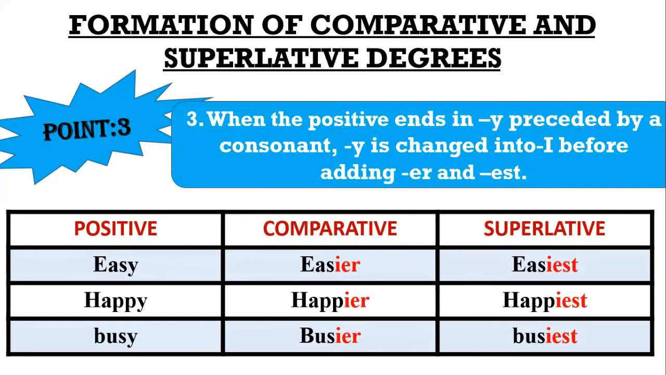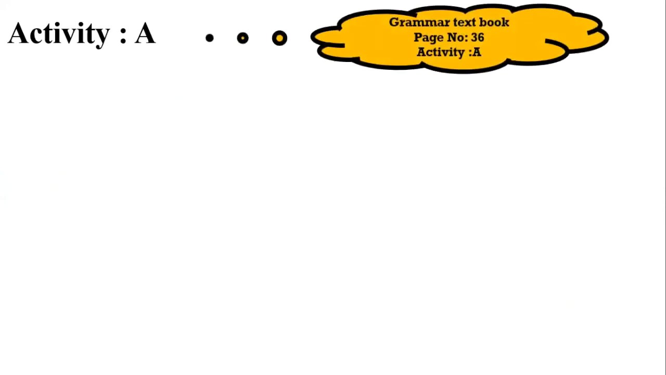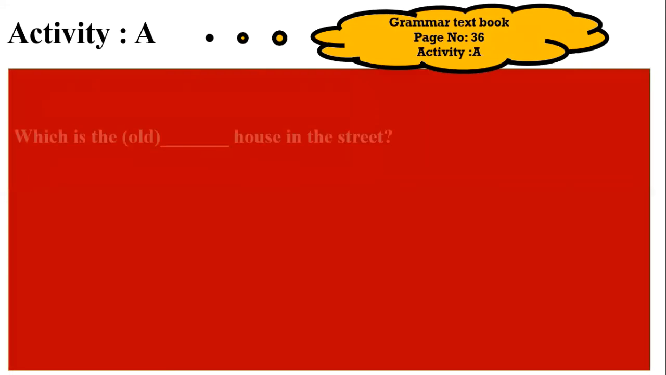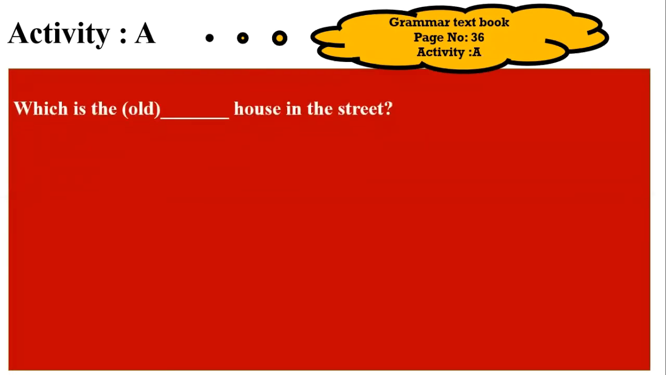Thank you so much, Alan, for those examples. Now we'll have activity A. Okay, I want you all to open your grammar textbook, page number 36, activity A. Come on, run to your grammar books and take out the textbook, children. Page number 36, activity A. The questions are, which is the dash old? Okay, old is given in brackets, so we need to fill up with the proper word.